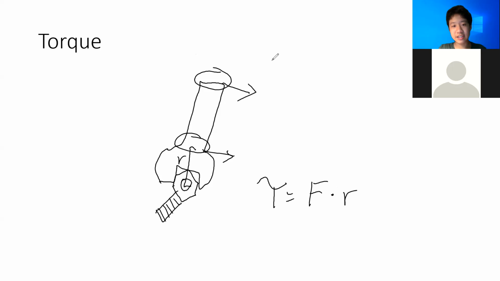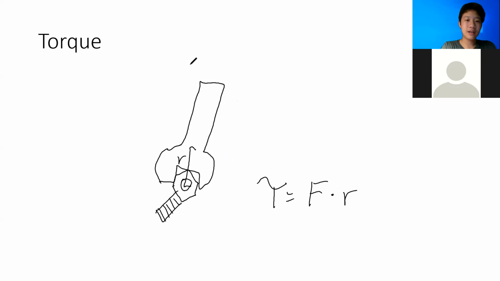And this definition is not perfect. Let me give you an example why. If you were to apply a force at the end again, but pull it up this way, what would that do? If you were to apply a good amount of force straight up like that, it's not going to do anything. That's not going to turn the screw.